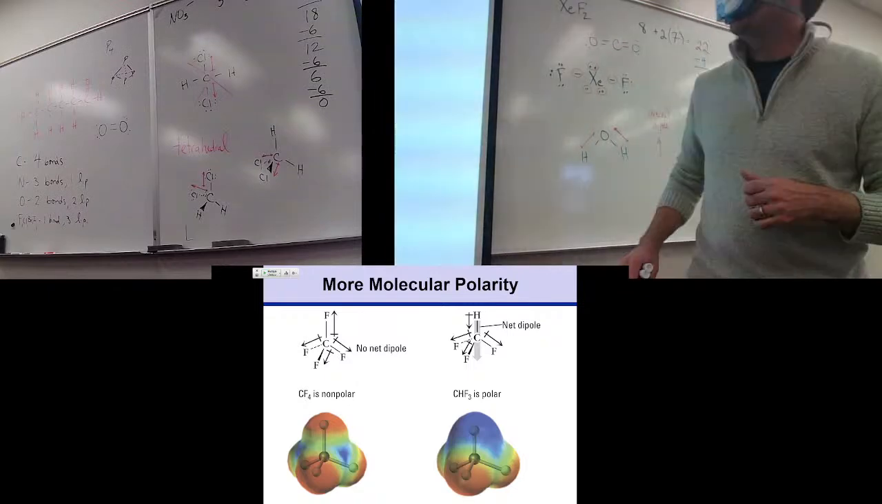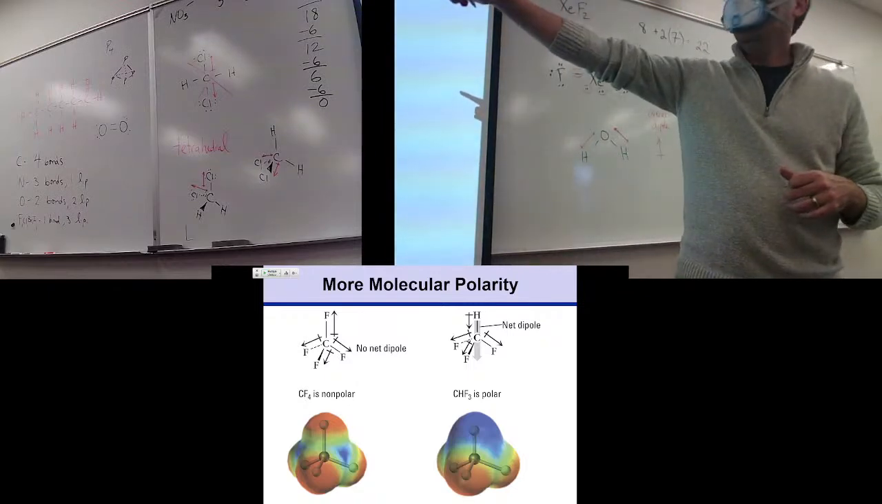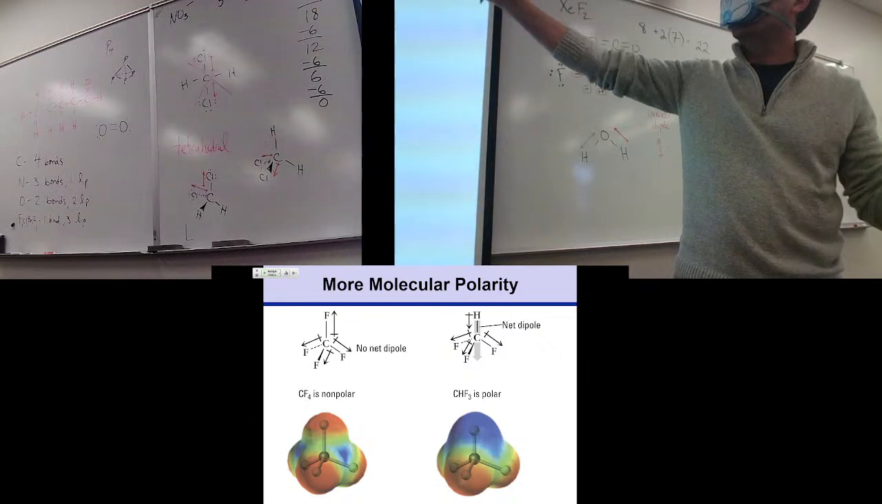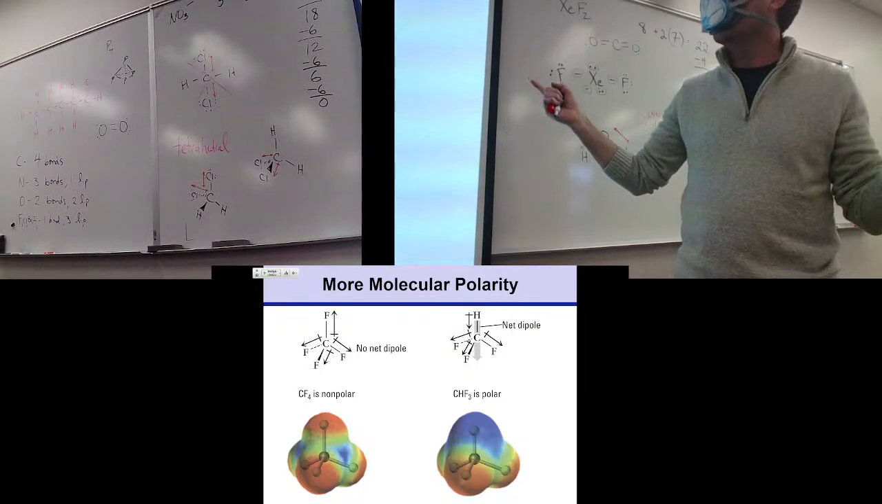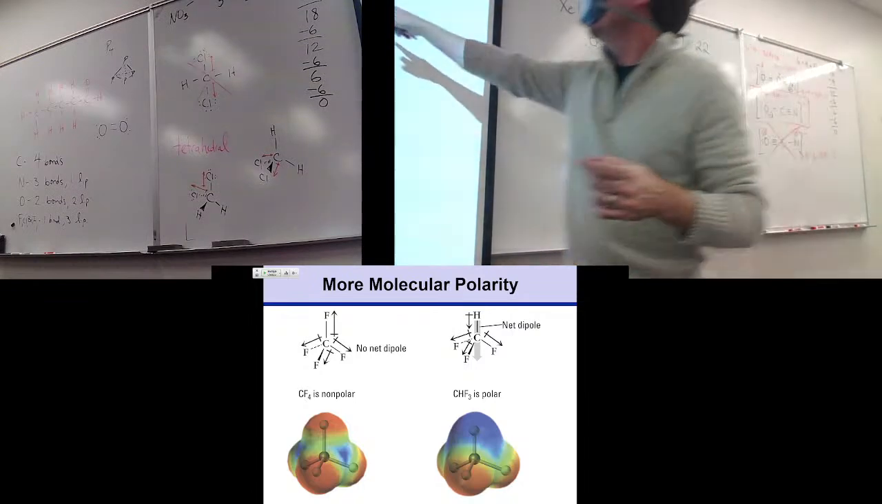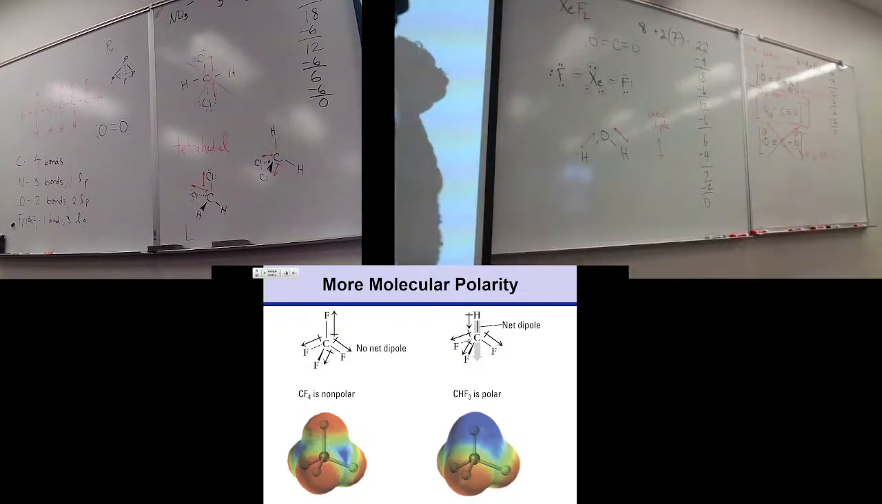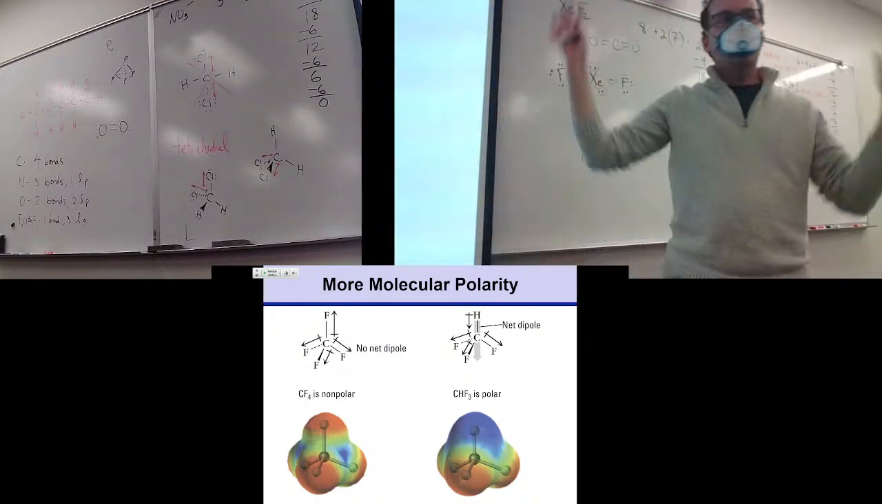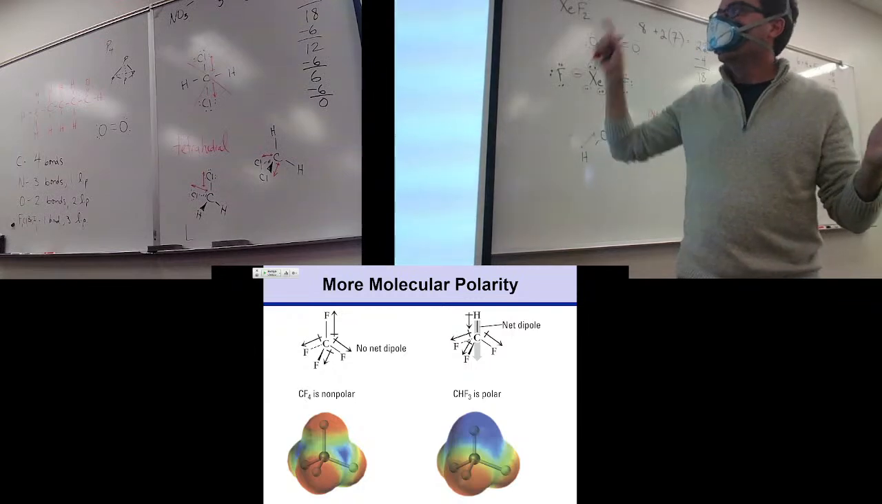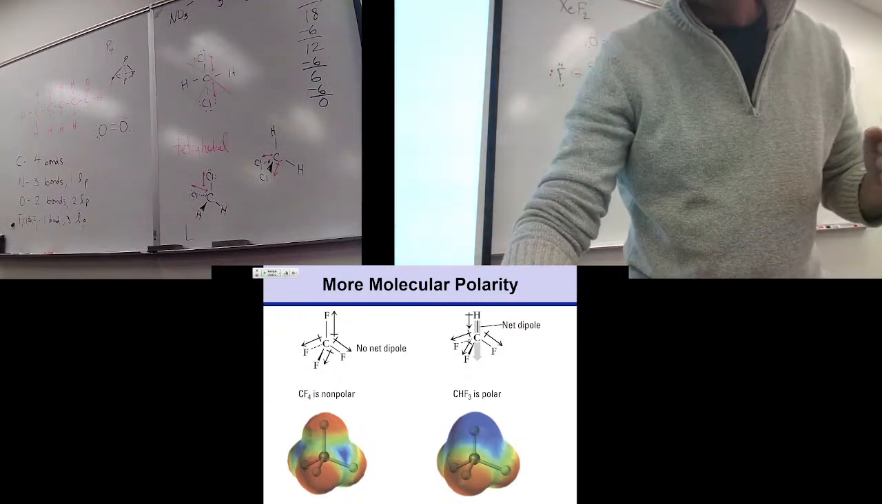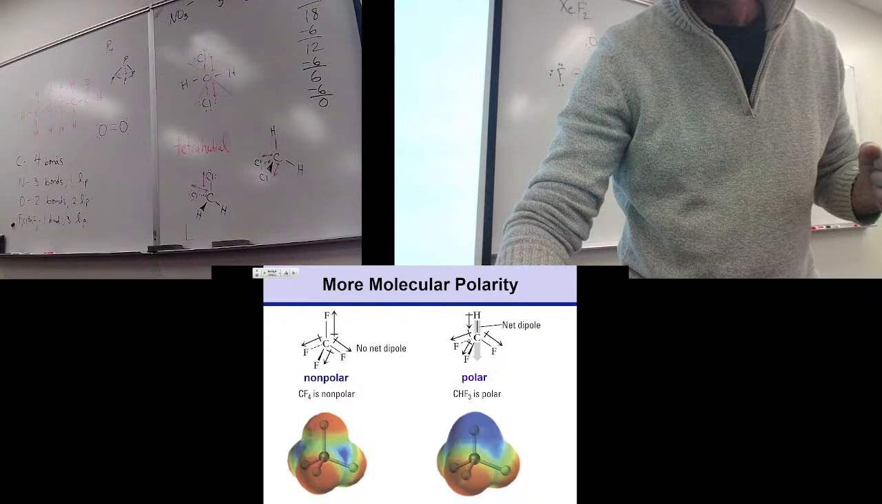And here's an example of a tetrahedral molecule. It's all symmetrical. The fluorines all around, they cancel each other out. It's nonpolar. But as soon as I replace one of those fluorines with a hydrogen, suddenly there's an imbalance. It's not symmetrical anymore, and it's polar again. So this is the clue to how I'm going to show you.